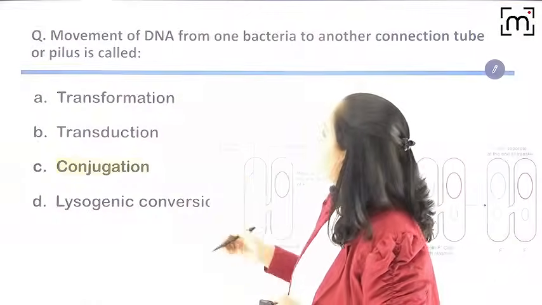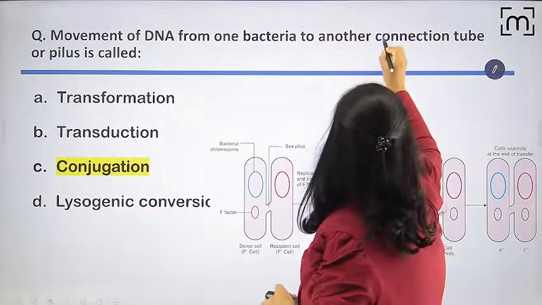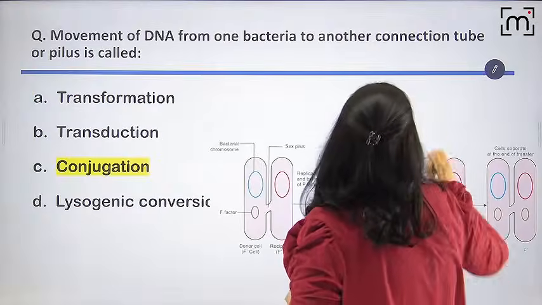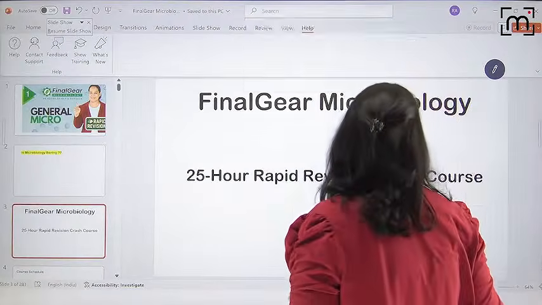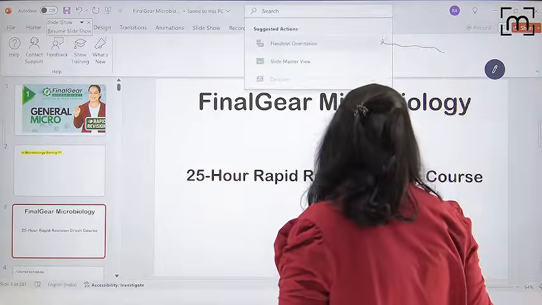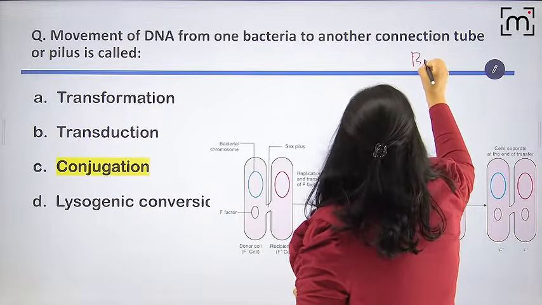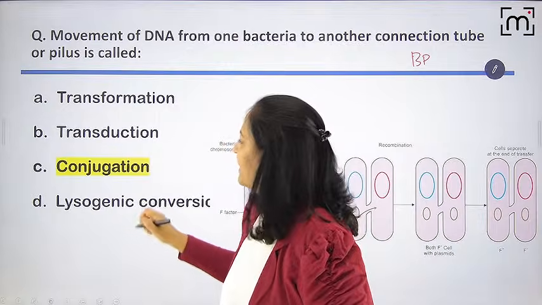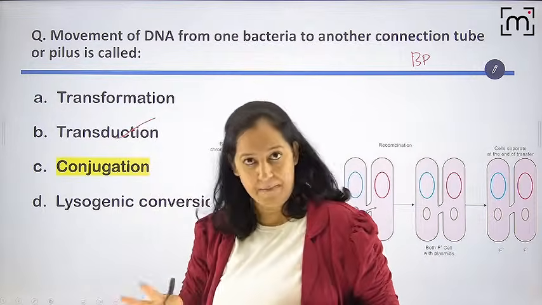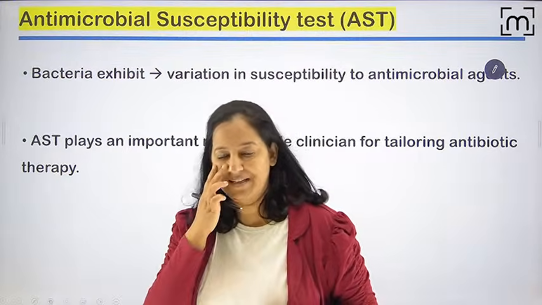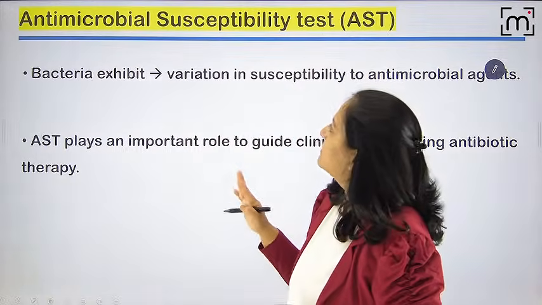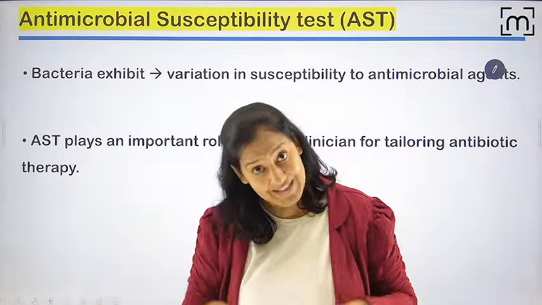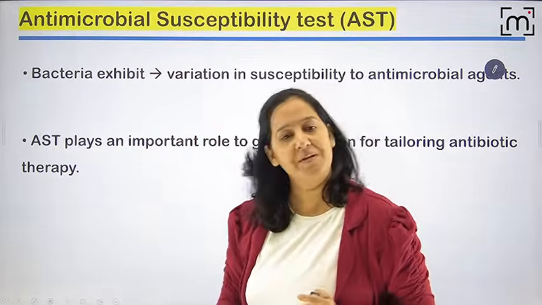If I change this question, suppose instead of via connecting tube, I say via bacteriophage, then what will be your answer? In that case, your answer becomes transduction if it is via bacteriophage. Got it? Now, I guess the last topic in general bacteriology is antimicrobial susceptibility test.